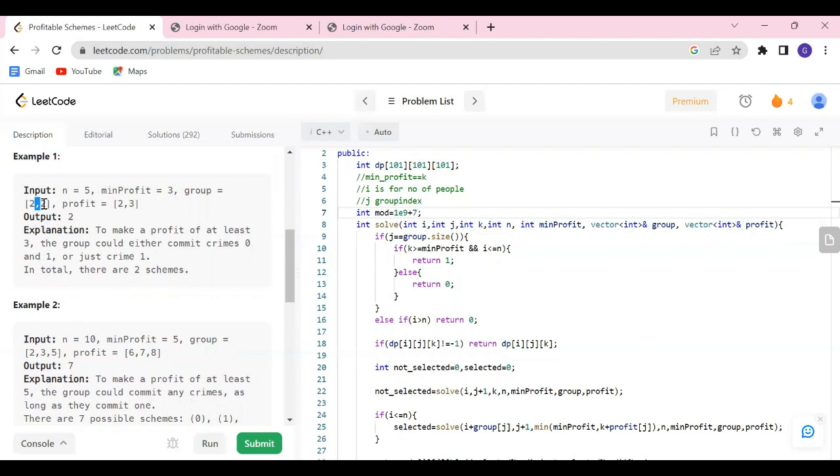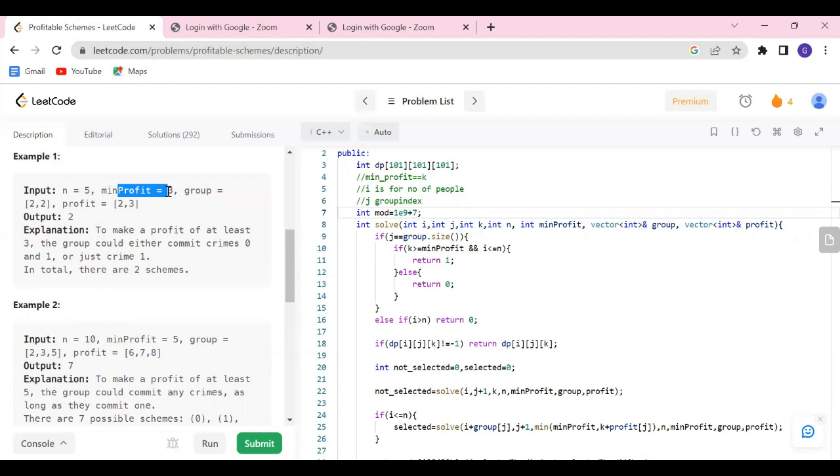Then the further branch in the recursion tree goes on to take the further element, which is also 2, and not take 2. So one possibility will be 2 comma 2, which is a group of 4 people and makes together profit of 5, which is greater than min profit. So that is one possibility. And here, if we take individually these 2, it makes profit of 3, which is equal to min profit. So that is also one possibility.